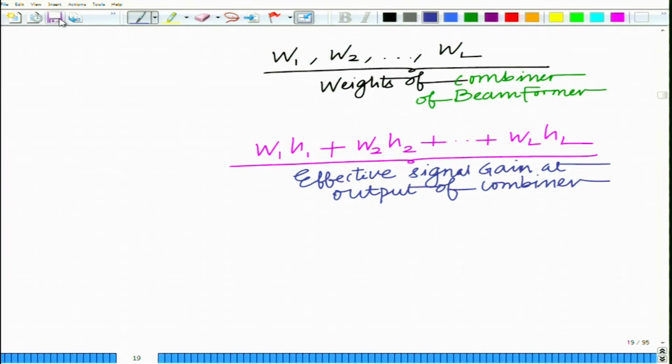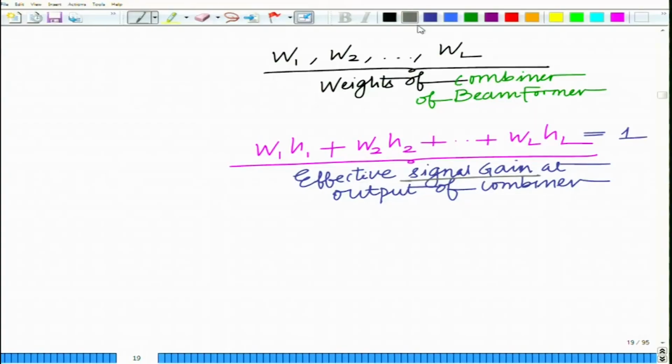And to normalize this effective signal gain, what we do is we set this equal to 1. What this implies is that we want to design a system such that the effective signal gain at the output of the combiner is unity. Alright, so we would like to design such a combiner. This is typically a constraint in multiple antenna processing, one of the types of constraints that can be employed in multiple antenna processing.